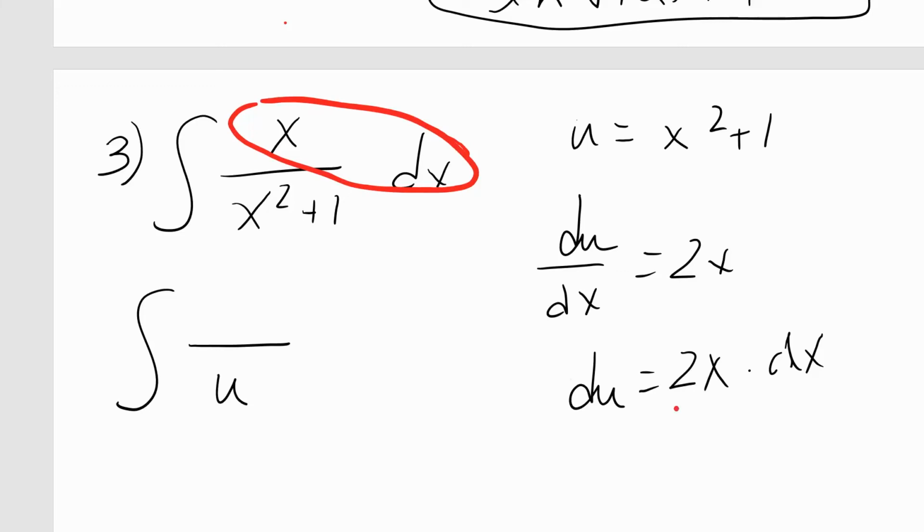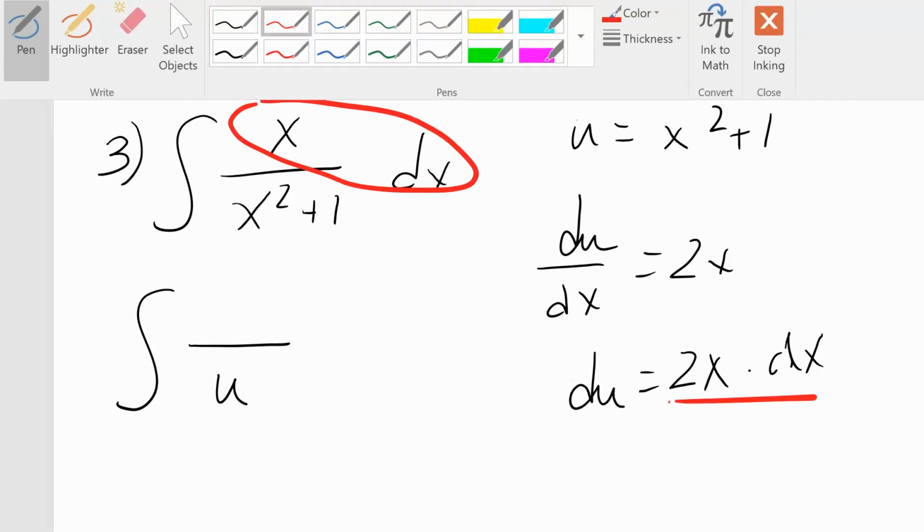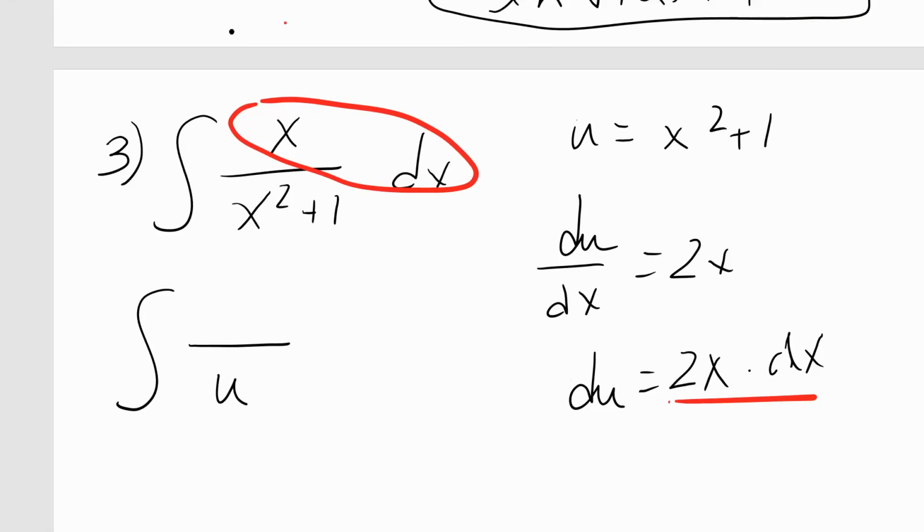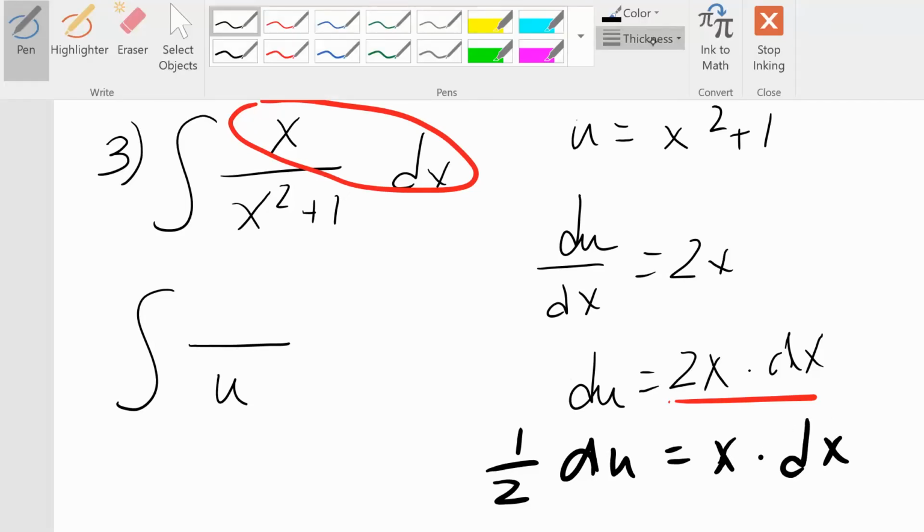That's what I have left. That has to match up exactly with what's over here. It does not currently, so I need to make it match. So what I'm going to do is divide each side by 2. So I get 1/2 du equals x dx. And now it matches up exactly.